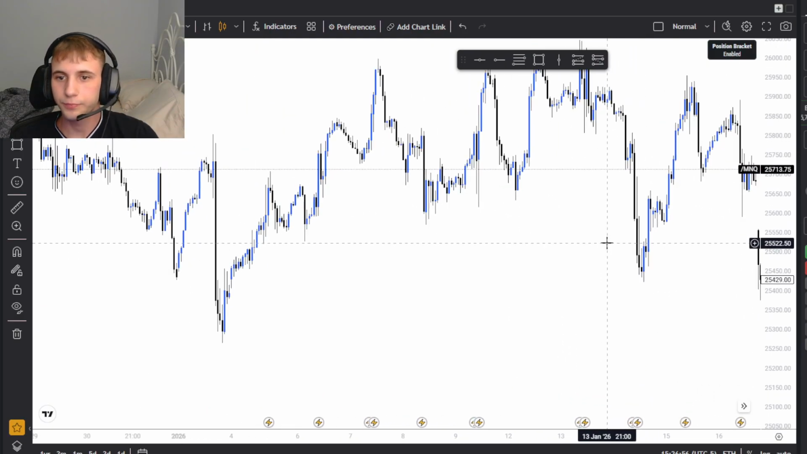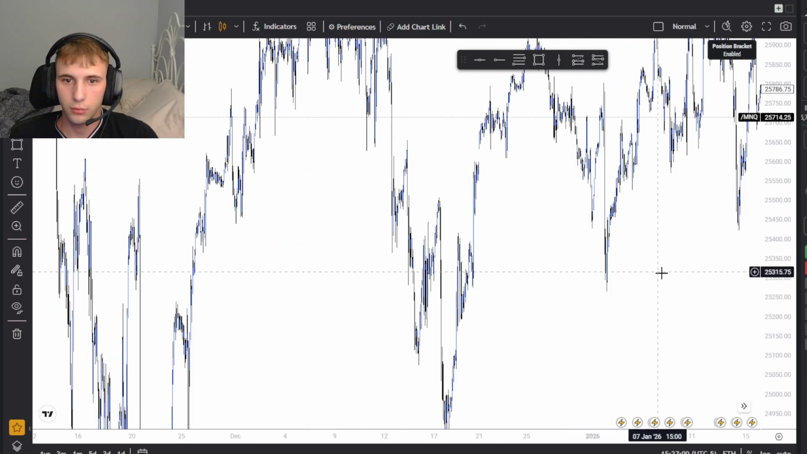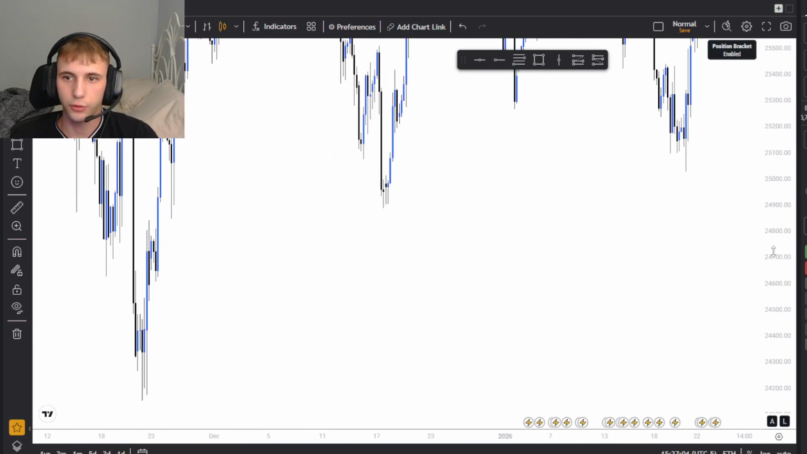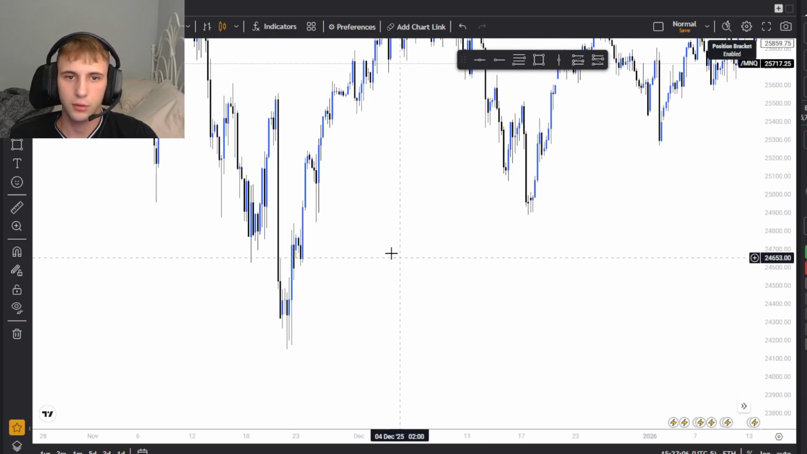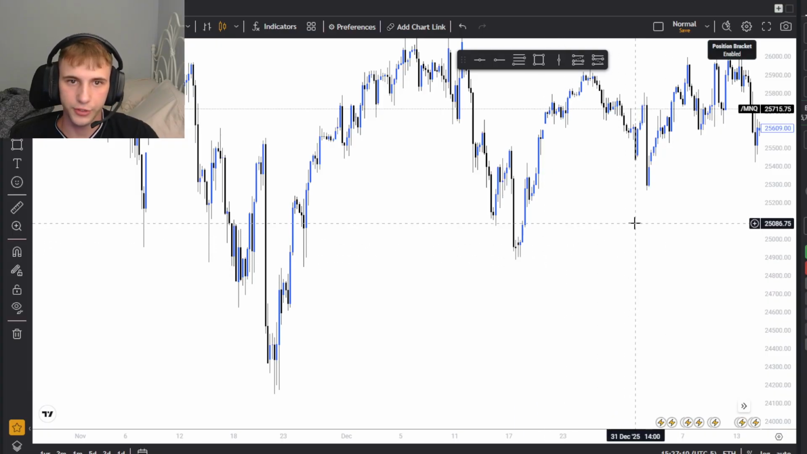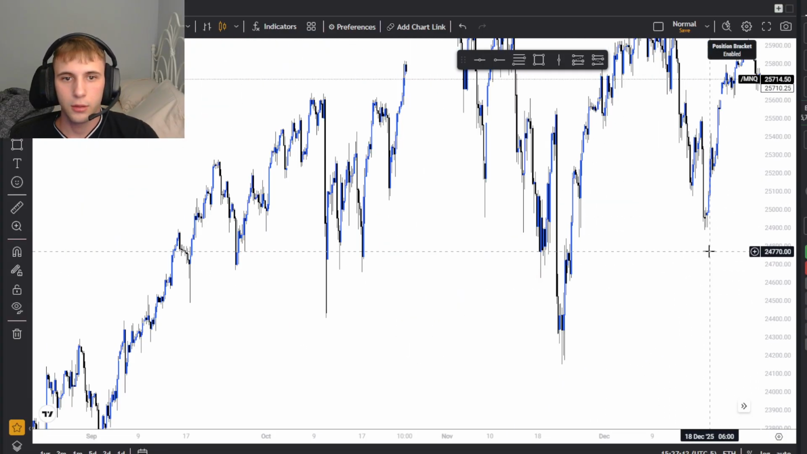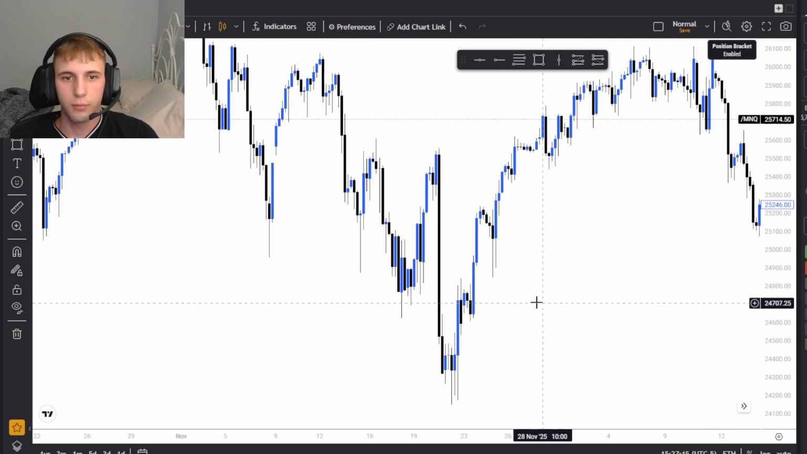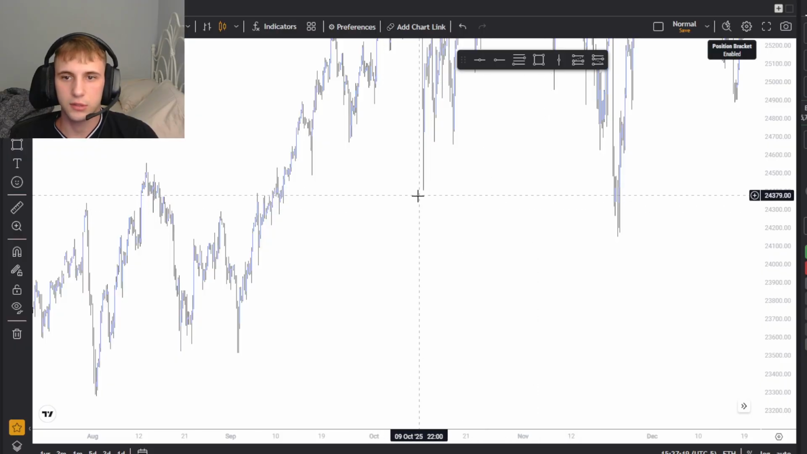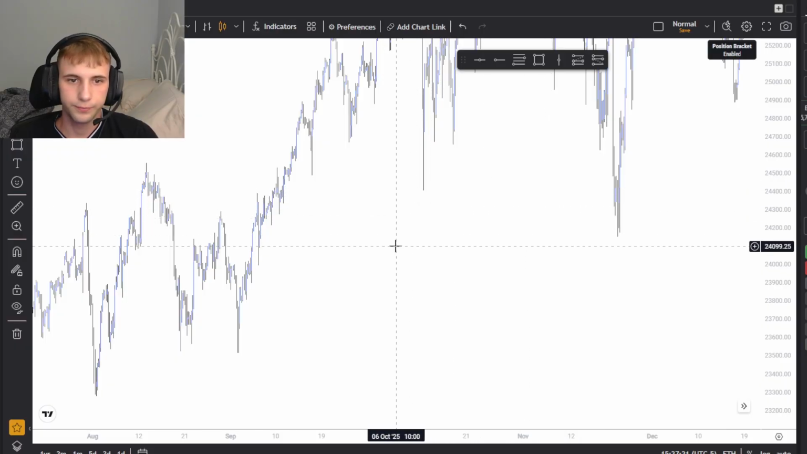Another example of a strong draw on liquidity. Let's go on the 4-hour time frame. These are a little easier to spot because there's less noise. But look at this. This is a phenomenal example, right?